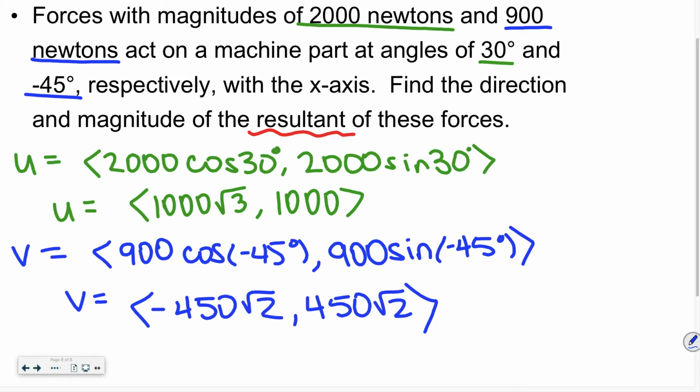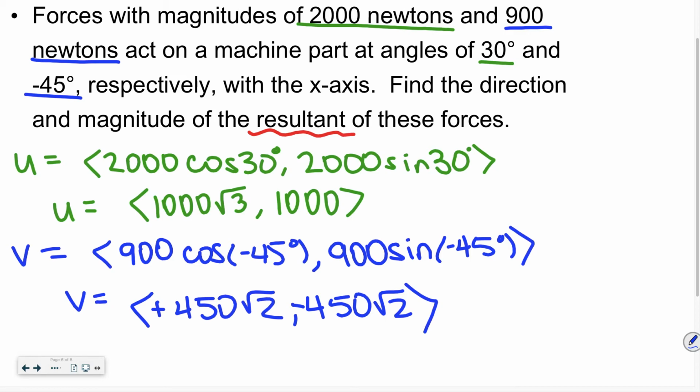Would it be the opposite of 15? Oh, I totally put the negatives on the wrong ones, didn't I? This is a positive and this is a negative. Thank you. Cosine is positive. Sine is negative.